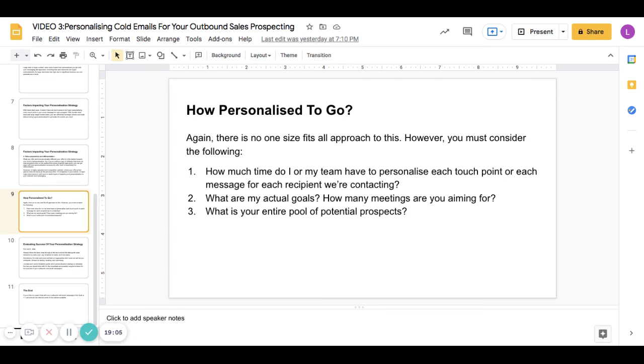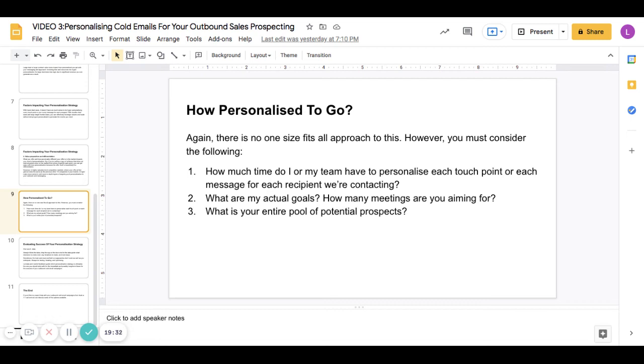So you really want to be reverse engineering this, thinking about what your actual goal is in terms of sales or new clients to sign up, and then from there, work out how many meetings you actually need to book. It might be you only need to book 10 meetings. It might be you only need to book 5. It might be you need to book 20. It's really going to depend, and a lot of that will also depend on those 4 factors I covered.